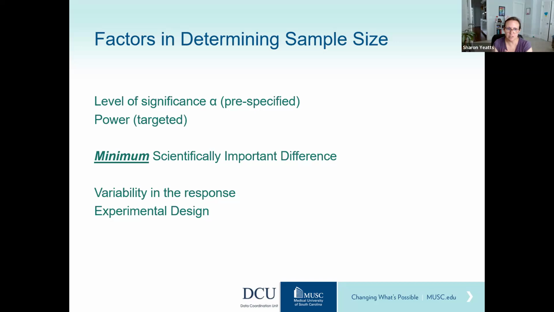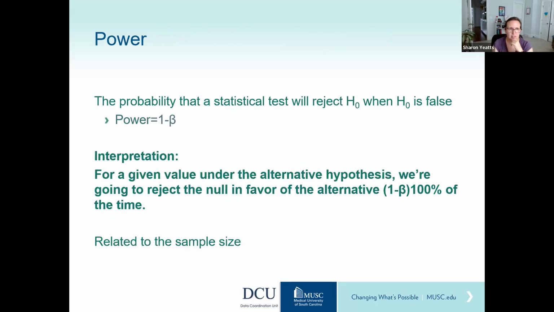The minimum scientifically important difference is really important. The variability in the response, and then again, the experimental design. We'll talk about those considerations. So just like the level of significance has an interpretation, so does the power.